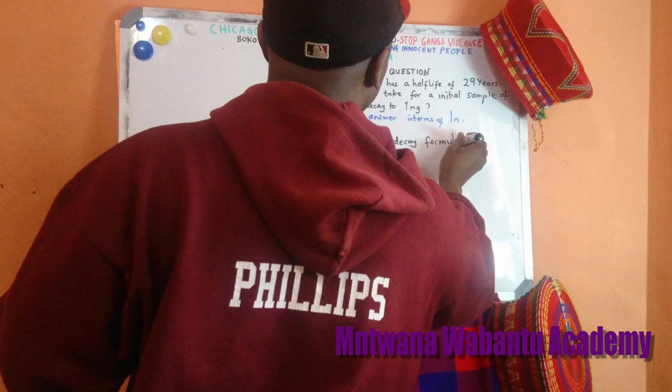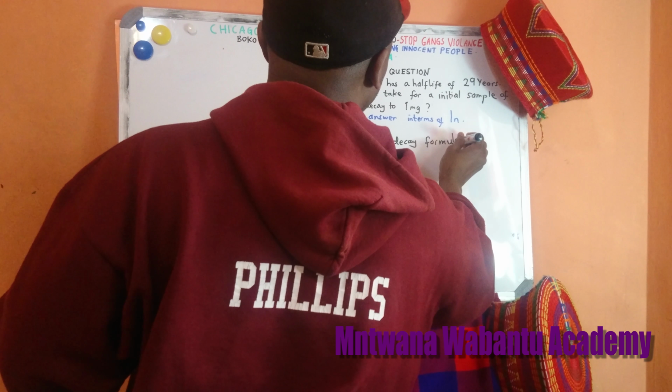So now we could say there are a lot of ways you can do this question. What I need is to get K. You know how to get K, like I've shown you before. You have to get K. So how are we going to get K? I'm going to use the radioactive decay formula: A equals A naught e^(KT).